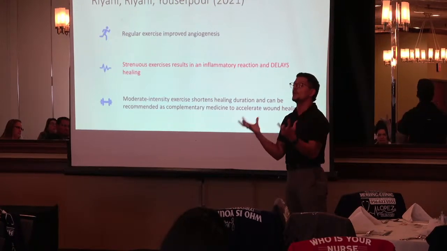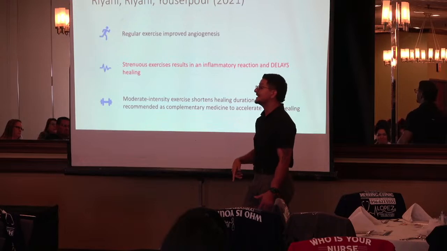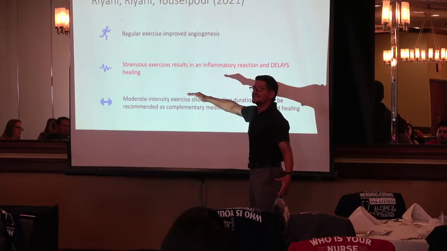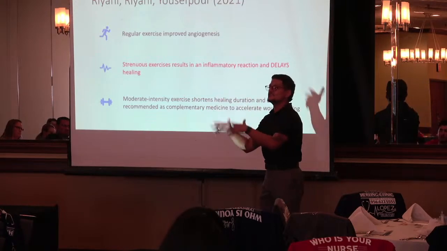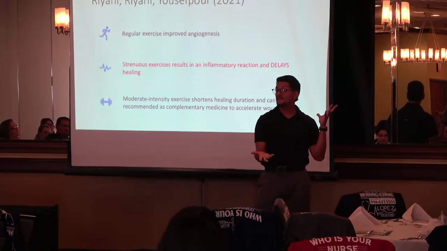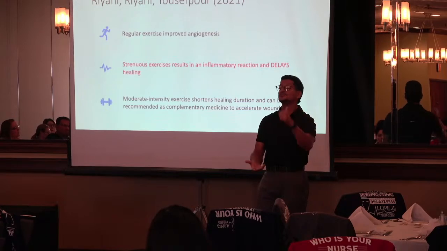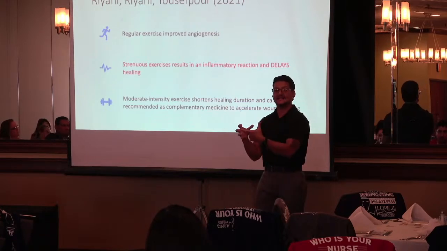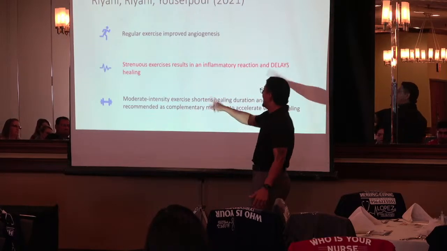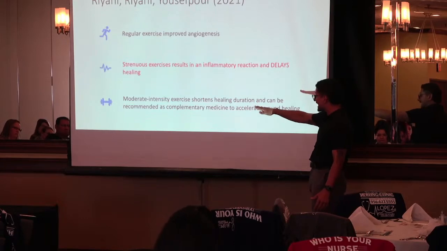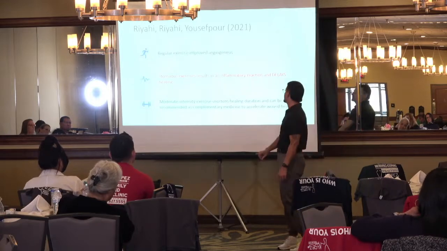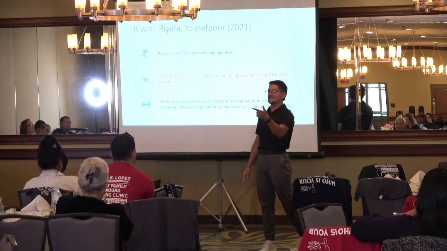So again, controlled exercise. You think about this gentleman that was wearing his cowboy boots, right, and then going to work. Strenuous exercise is subjective. That can be different for everybody. In this situation, this man is putting pressure on his wound. He's on his foot, and whatever job he was doing, that was strenuous for his body. So not only was he doing strenuous activity, but he also had this uncomfortable pressure on his foot that delayed the healing of his wound. So what they say is moderate intensity exercise shortens healing duration and can be recommended as a complementary medicine to accelerate wound healing. We move on.